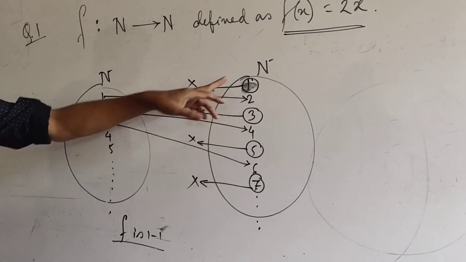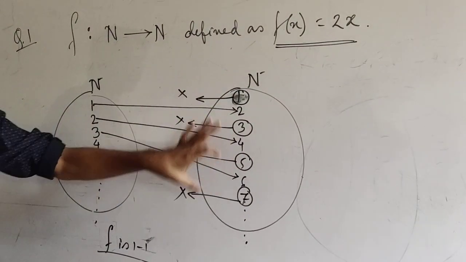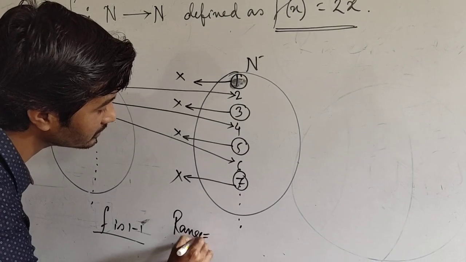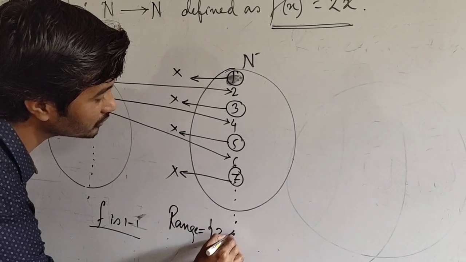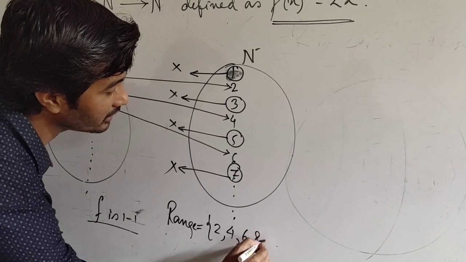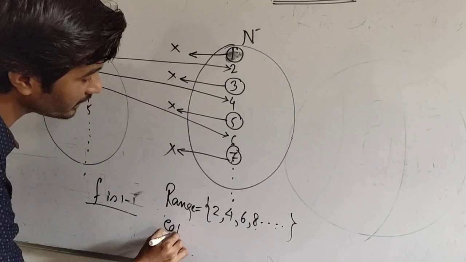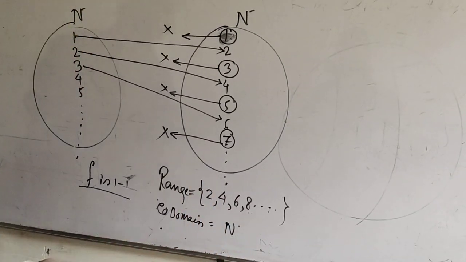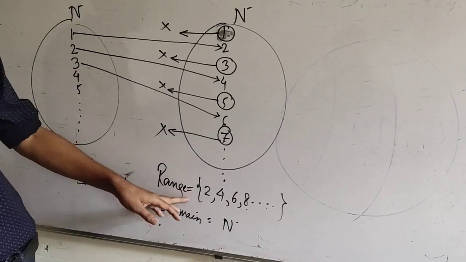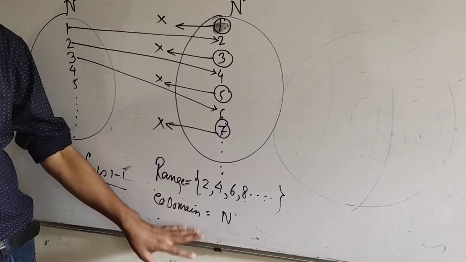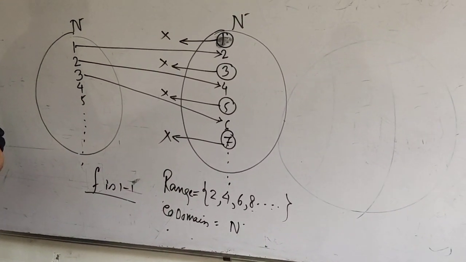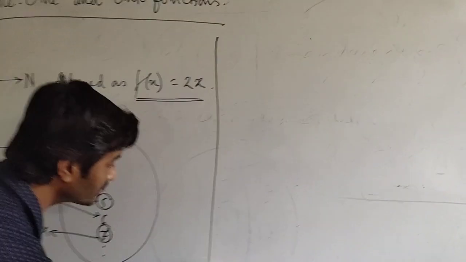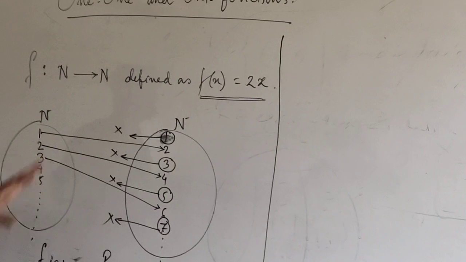Therefore, in this particular case, the range is what? Range is the set consisting of 2, 4, 6, 8 and so on, and the codomain is what? N, the set of natural numbers. We have seen that range is not equal to codomain. Therefore, our conclusion is that the function cannot be onto. Now, how can we write down the solution for this particular function?